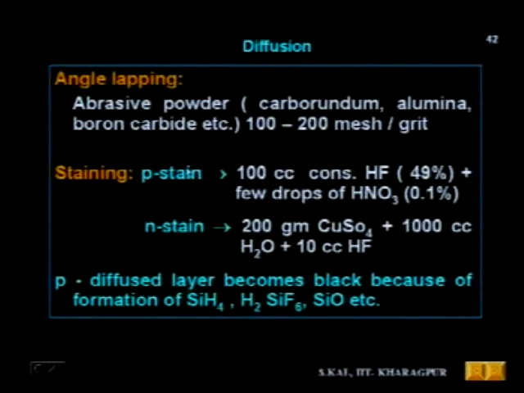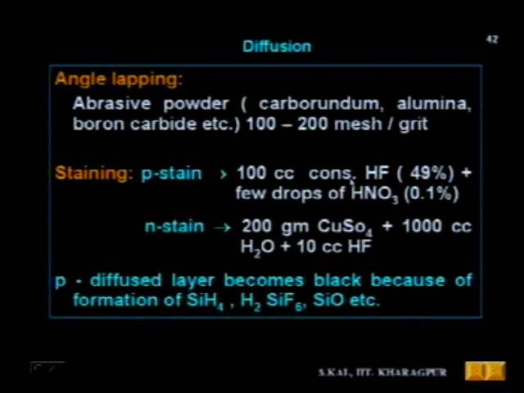In P stain, the P layer color will change, and in N stain, the diffused N layer color will change, and that change of color will take place if the doping concentration of that particular layer exceeds a certain value. Otherwise it will not, it is sensitive to the doping concentration. And P stain solution is formed by using 100 cc of concentrated hydrofluoric acid of 49% and a few drops of HNO3, almost 0.1%.